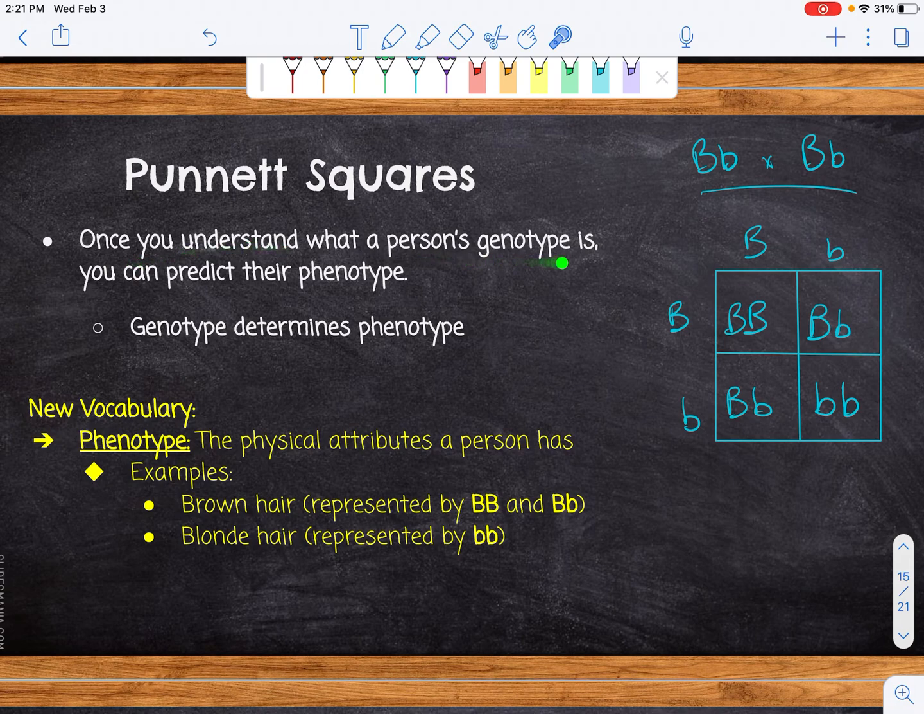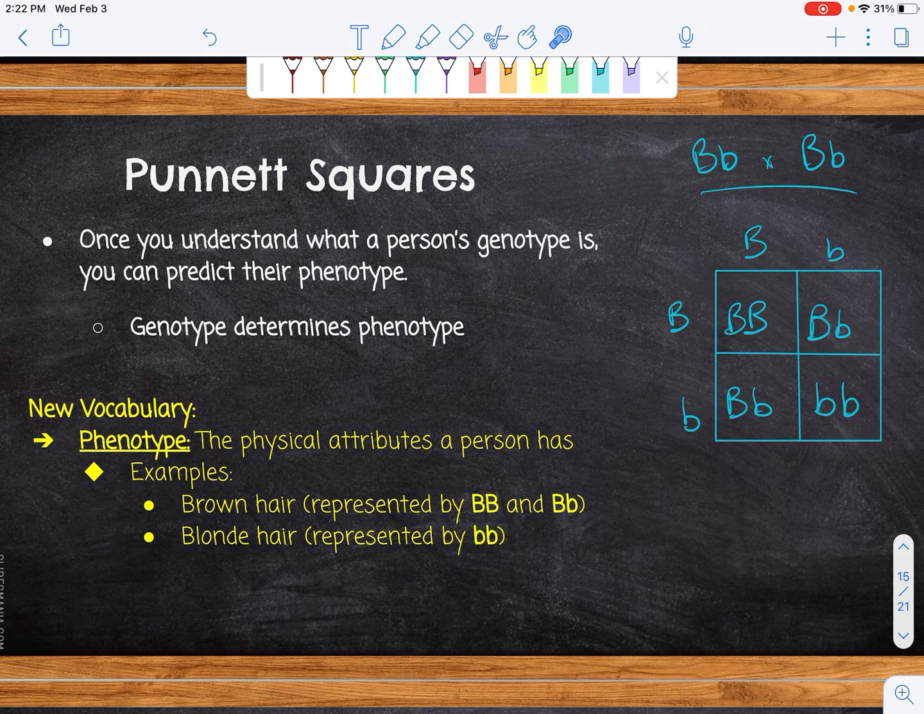Once you understand what a person's genotype is, you can predict their phenotype. This is possible because genotype determines phenotype. So these letters are in charge. Whatever these letters say, that tells me what the phenotype is. But what's a phenotype? A phenotype is the physical attributes a person has. So whatever physical trait you have, that is your phenotype. In this case, there are two possible phenotypes. Brown hair, which would be represented with anything with a dominant allele, and blonde hair is the other phenotype, represented by the homozygous recessive.